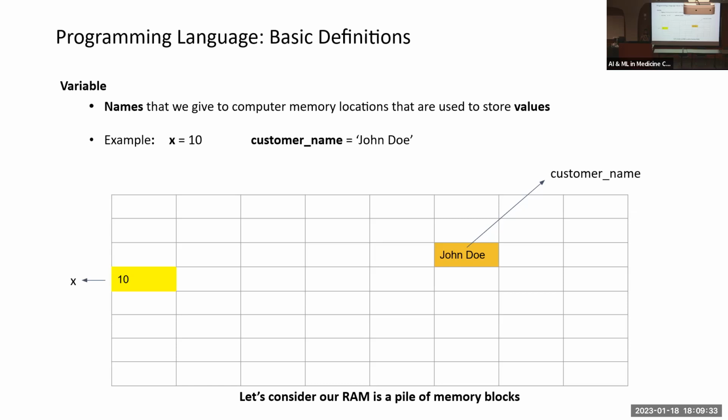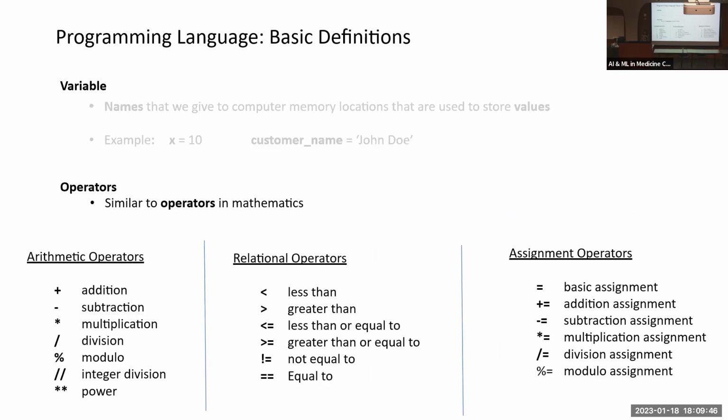It will tell me your customer name is John Doe. So this is what a variable is. This is the most basic thing in all the programming languages. Now, then we have operators. We have our variables. For example, we have a lot of memory locations with a lot of values. We somehow need to do some kind of operation so that it works. And the operators are very similar to the operators in mathematics. So we have 3 types of operators in the programming languages.